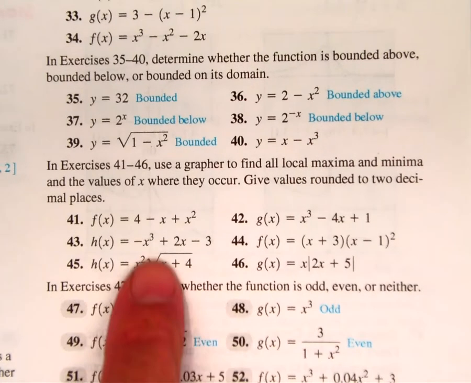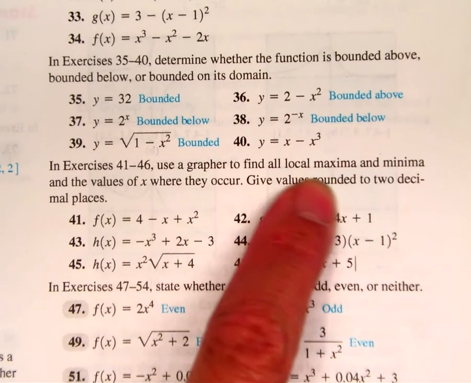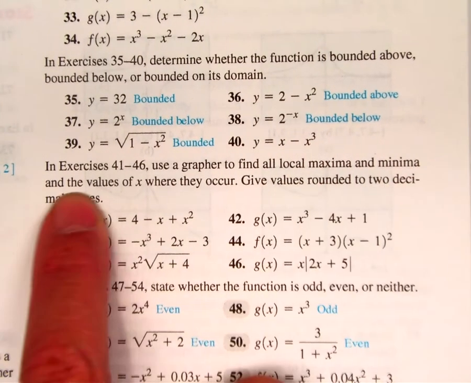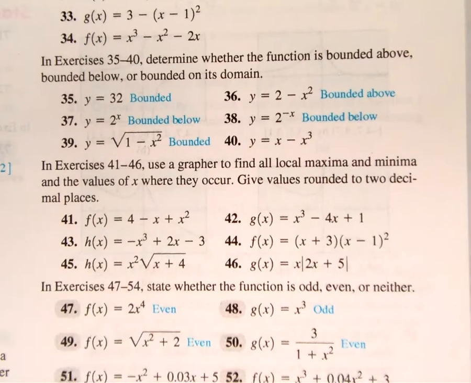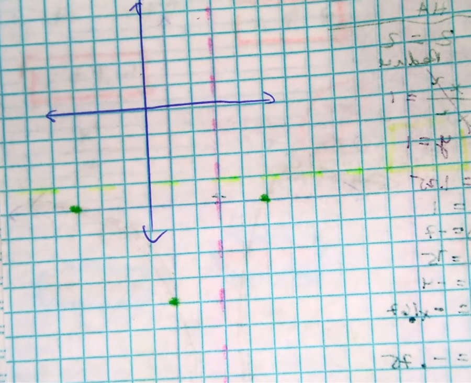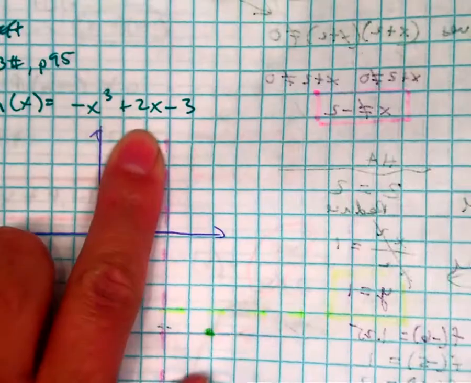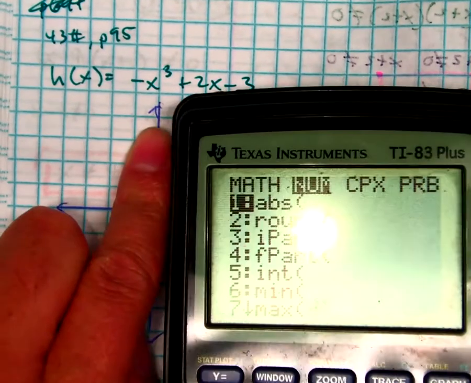Number 43 tells us to use a graph or a graphing calculator to find all local maximums and minimums and the values of x where they occur. Give values rounded to 2 decimal places. So for number 43, we have negative x cubed plus 2x minus 3. I'm going to go ahead and put that into my graphing calculator.